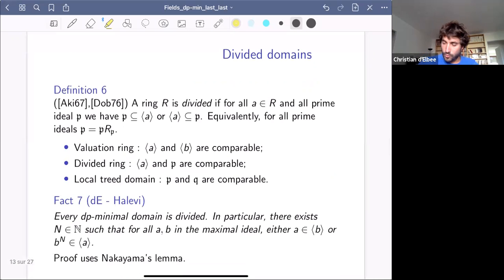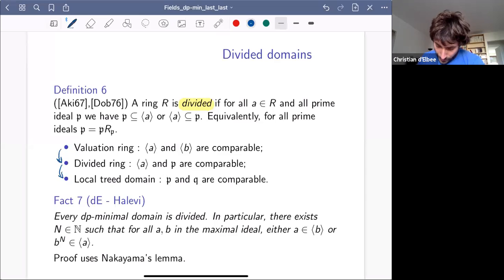So what can we say more about the DP minimal integral domain? There is this notion, quite an old notion, of a divided ring. Akiba actually called it, what was it, AV domain, probably for almost valuation ring, something like this. So it's a ring in which every prime ideal is comparable to every principal ideal. And so you can see here you have this implication. If you are a valuation ring, then you are divided, and if you are divided, you are local treat.